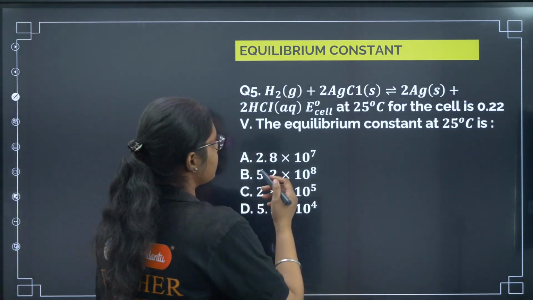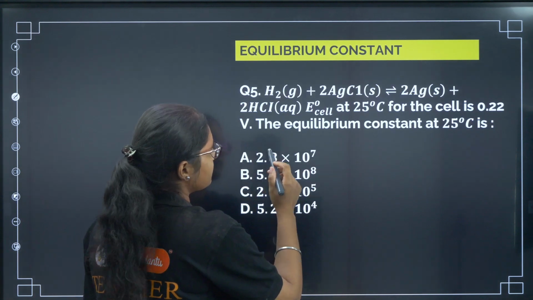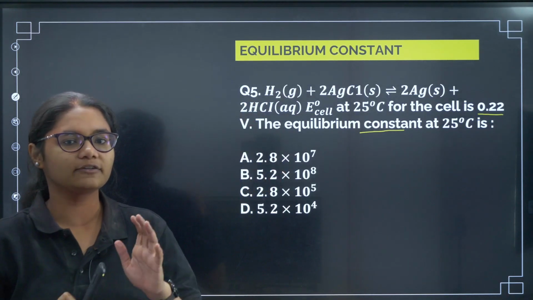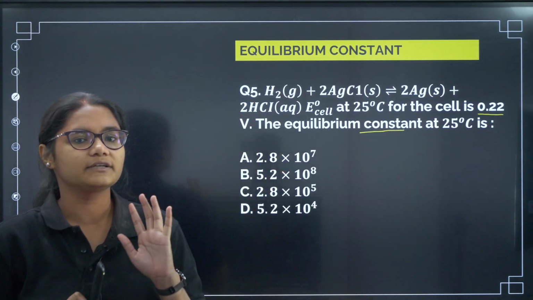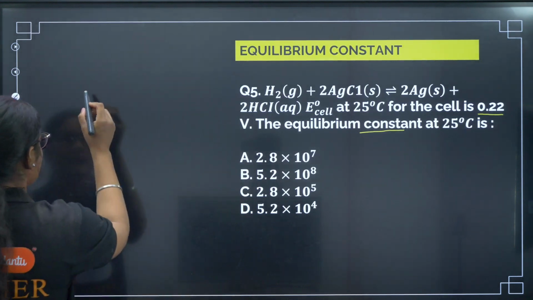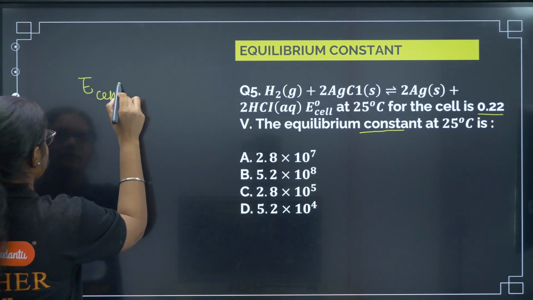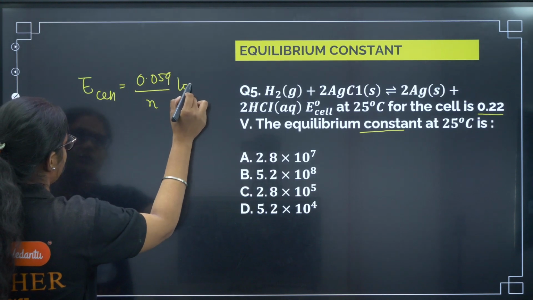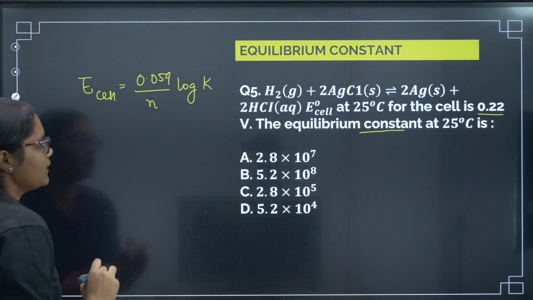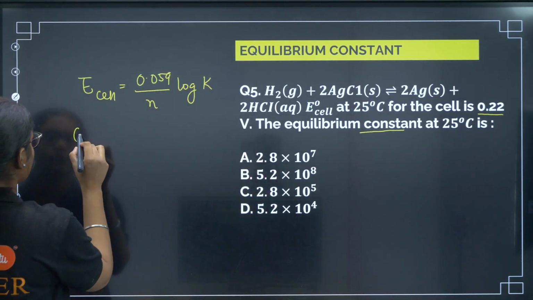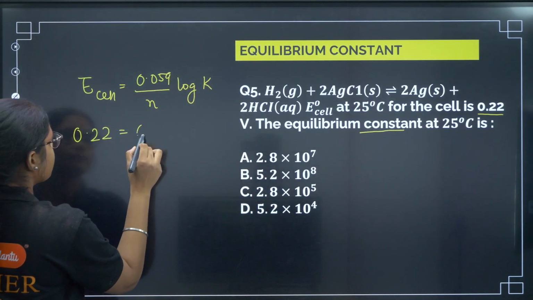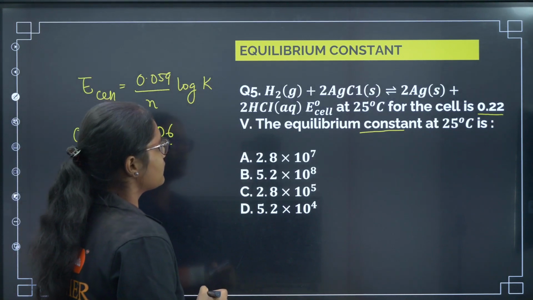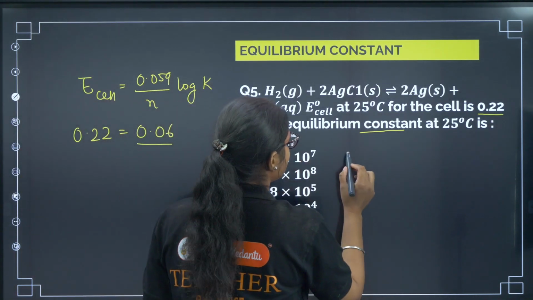Okay, so one cell is given and we have been given the E of the cell, and the equilibrium constant. I have told you while revising the formulas also, that equilibrium constant formula is very important. What is that formula? E of the cell is equal to 0.059 by n log of K, right? So what is the E of the cell value? 0.22. Then we have 0.059, we can take it as 0.06. And the n value, you can see what the n value is here. N value will be 2, right?